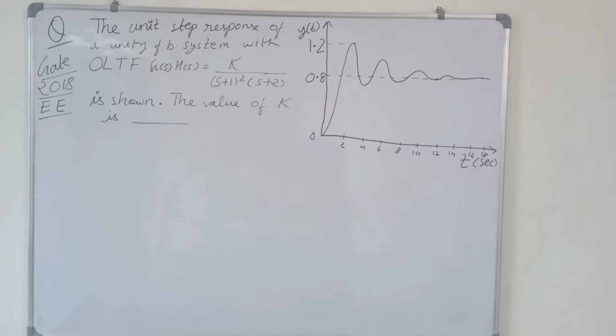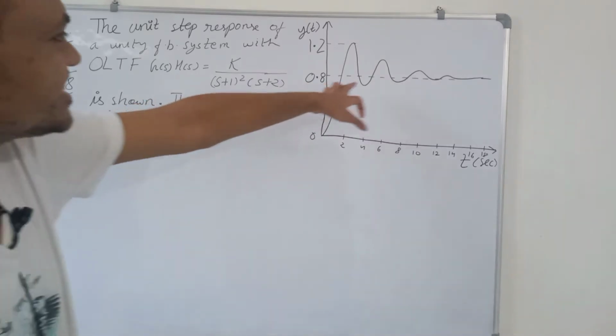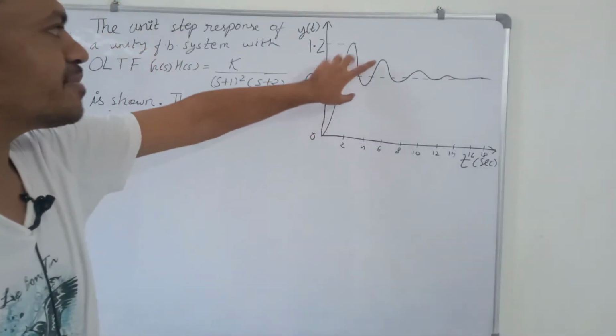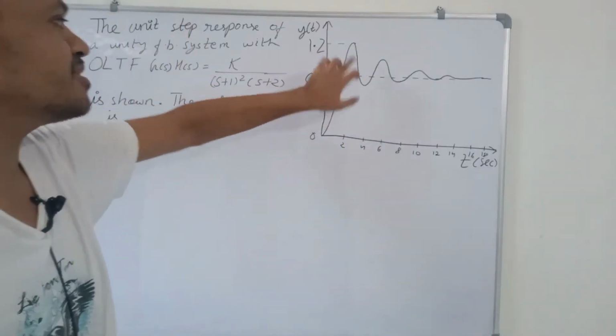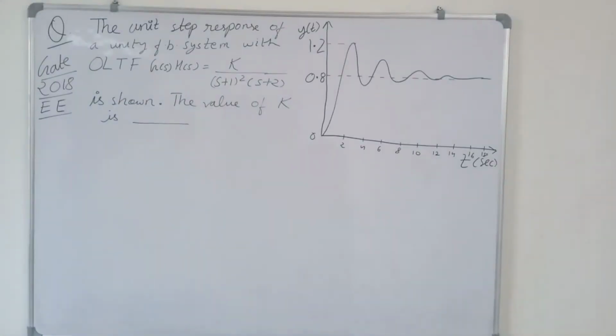So it is shown. Its steady state value is given to us as 0.8, because when t tends to infinity, this response becomes 0.8. So the steady state value is given to us as 0.8, and we have to find the value of k. Now there are three methods to solve this question.